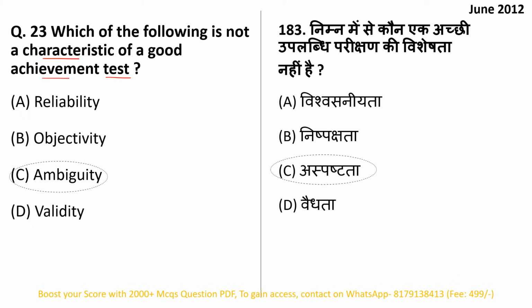An achievement test should be reliable, it should be objective, there should not be any bias, and it should be valid, meaning it should find out the things that it is supposed to find.